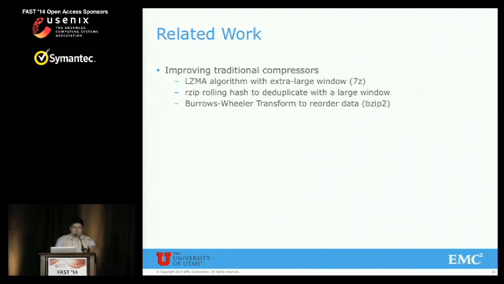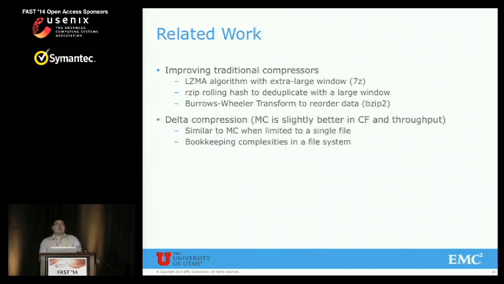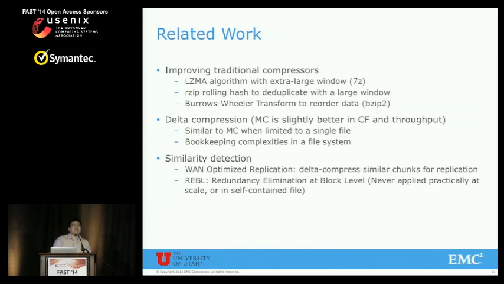There are a few related works. Some look into improving traditional compressors, such as by using a large window, doing deduplication, and sorting characters within a single block. Delta compression is another similar technique in that it also tries to find similar blocks. We did a comparison between migratory compression and delta compression. We found that migratory compression is slightly better. Delta compression is also more complex to implement in file systems because of the complexity involved in bookkeeping. There are also a few works that use the same technique to detect similar blocks, such as optimized replication and redundancy elimination at the block level.